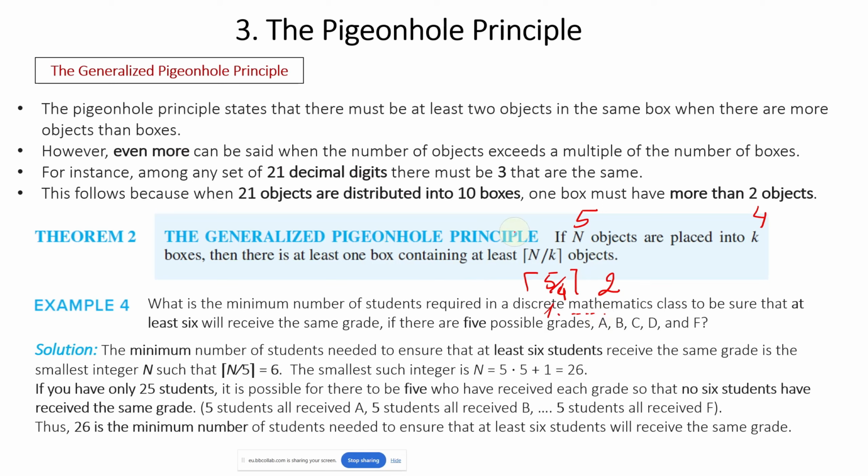Now this rule applies to anything. If I have 20 birds going into boxes, let's make it 5 boxes so it will be easier. 20 divided by 5 means it's going to be 4, and the ceiling of 4 is also 4. So that means if I have 20 birds going into 5 boxes, there's at least one box that contains 4 birds. Well, at least one.